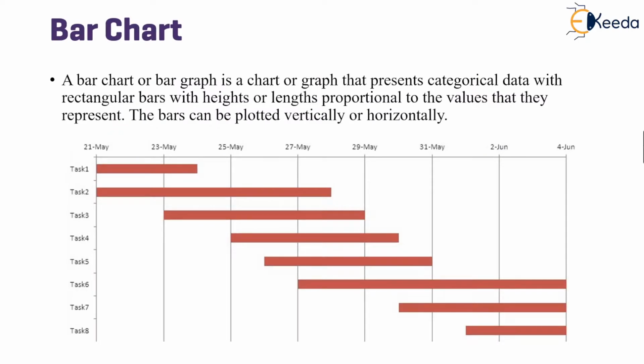A bar chart or a bar graph is a chart or a graph that presents categorical data with rectangular bars with heights or lengths proportional to the values that they represent. The bars can be plotted vertically or horizontally. For construction, we usually plot the bar chart to represent the timeline in a horizontal manner.